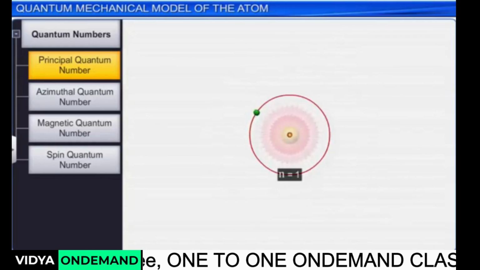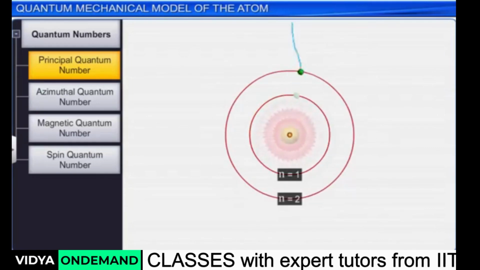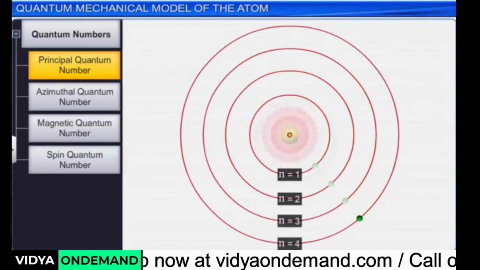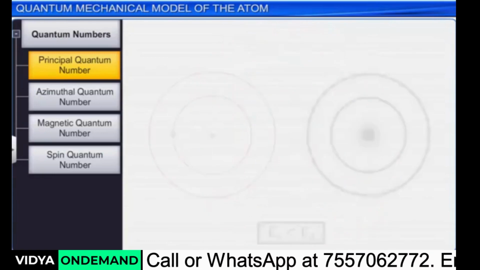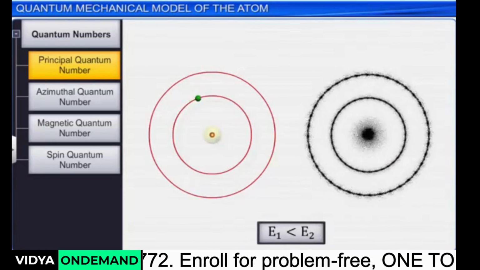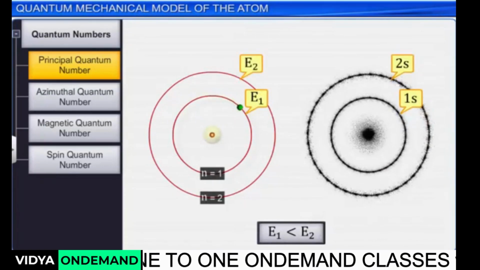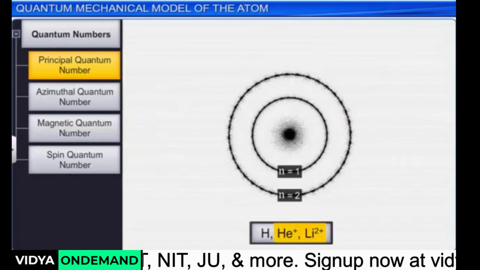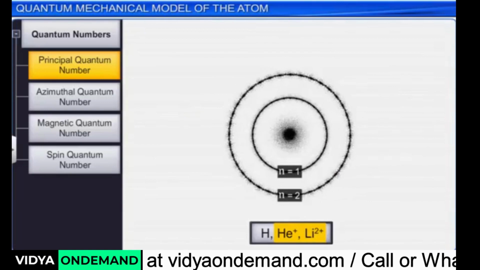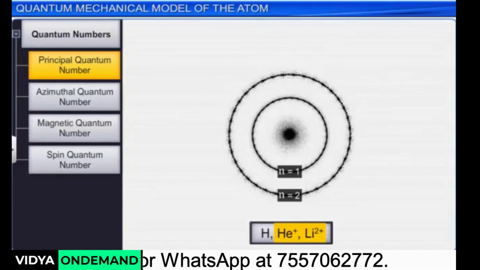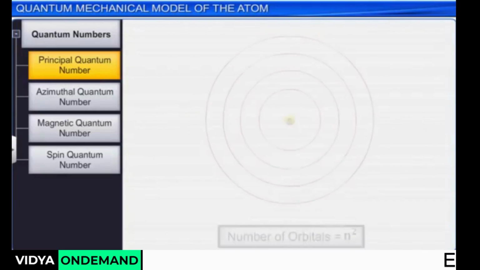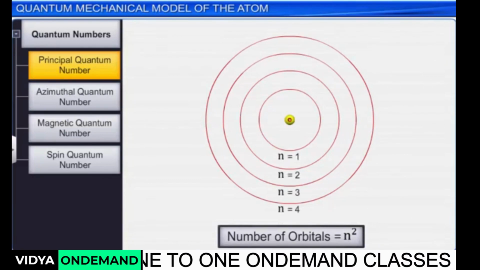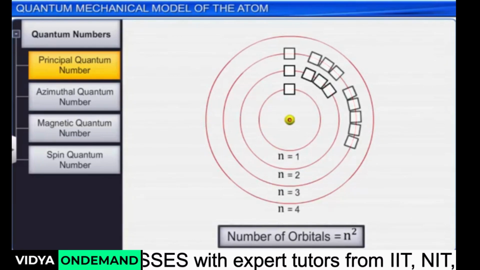An electron needs energy to move to the higher energy levels as it has to overcome the forces of attraction from the nucleus. Hence, the energy of an orbital increases with the increase in n. Note that for hydrogen and hydrogen-like species, energy as well as the size of an orbital depends only on n. In addition, with the increase in the value of n, the number of allowed orbitals increases and are given by n square.